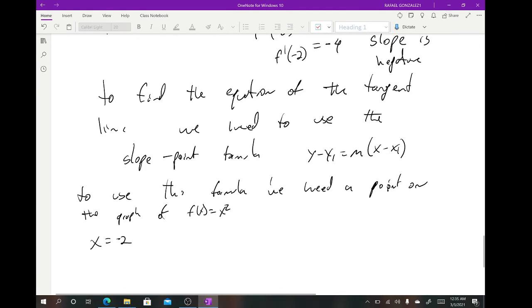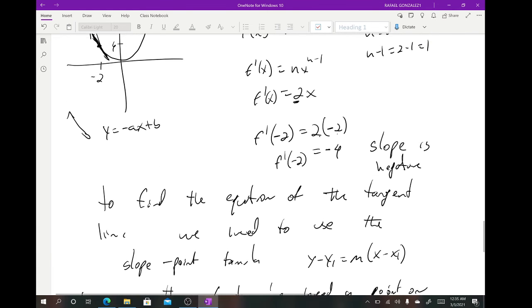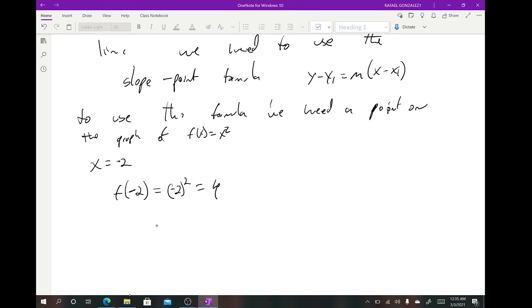But we could actually find a point on the graph by simply evaluating the original function at minus 2. So if we evaluate at minus 2, we have f of minus 2 is the same thing as minus 2 squared, which is 4, as I told you before. It's 4. And now we have the point negative 2 comma 4. So I call this P. And now I can actually find the tangent line.